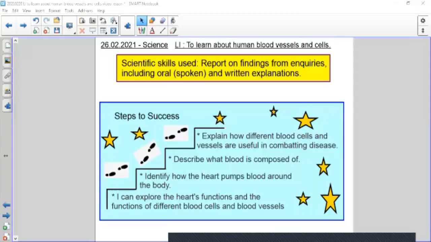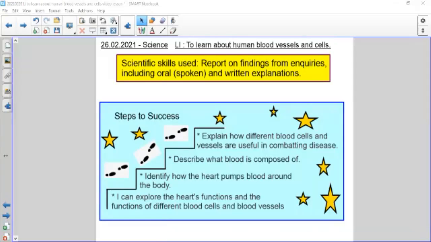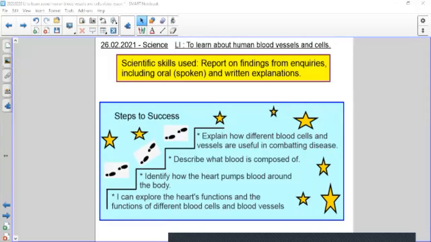The steps to success will be that you can explore the heart's functions and the functions of different blood cells and blood vessels, identify how the heart pumps blood around the body, describe what blood is composed of, and explain how different blood cells and vessels are useful in combating disease.